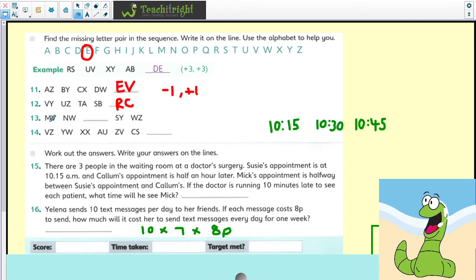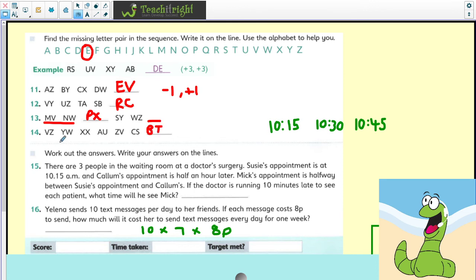Question 13, we've got PX. And this is slightly unusual because we're used to seeing it at the end here, but it's all about using the letters that you're given here. So it's going to be +1, +2, +3, +4 on the first letter, and the second letter is just adding 1 on each time. And then we've got question 14, is BT.